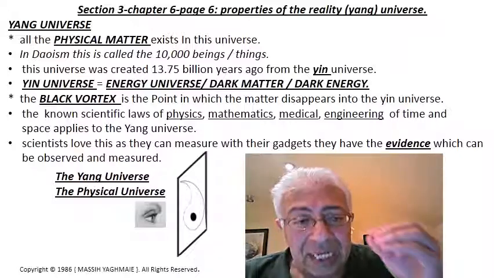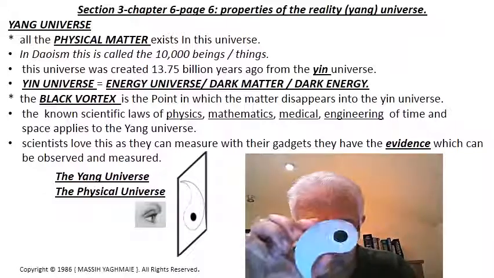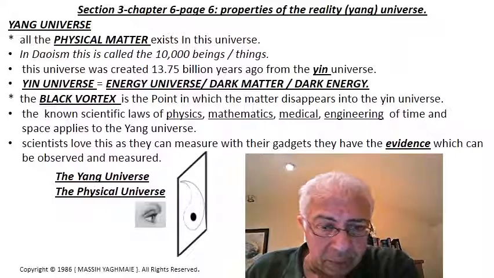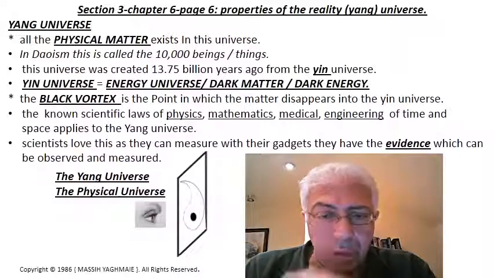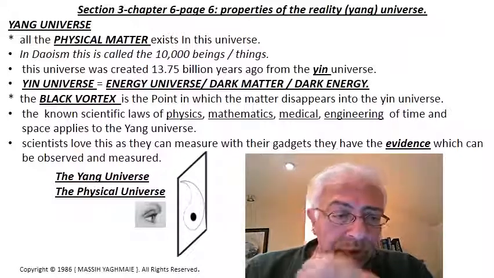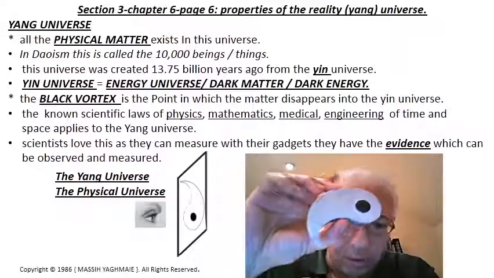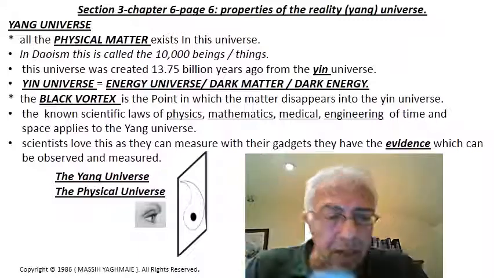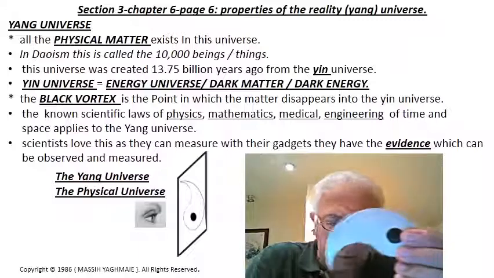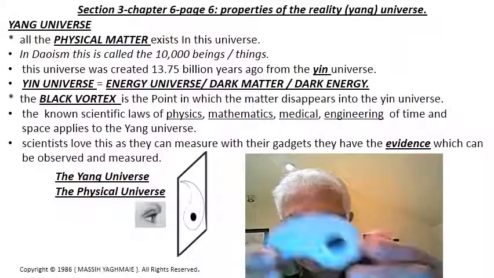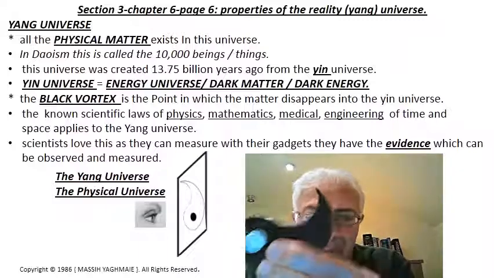Now, in the yang universe, when we look at it, we just see the universe that we know, which is the physical universe. The laws of physics, the laws of mathematics, the laws of medicine, the laws of engineering, the laws of everything apply to the yang universe, but it's only half the story. Scientists love this because they can measure it, they can look at it, they can understand it, they can put it under the microscope, they can look at it with a telescope, and they love this because they can see it, but they're really confused about this.